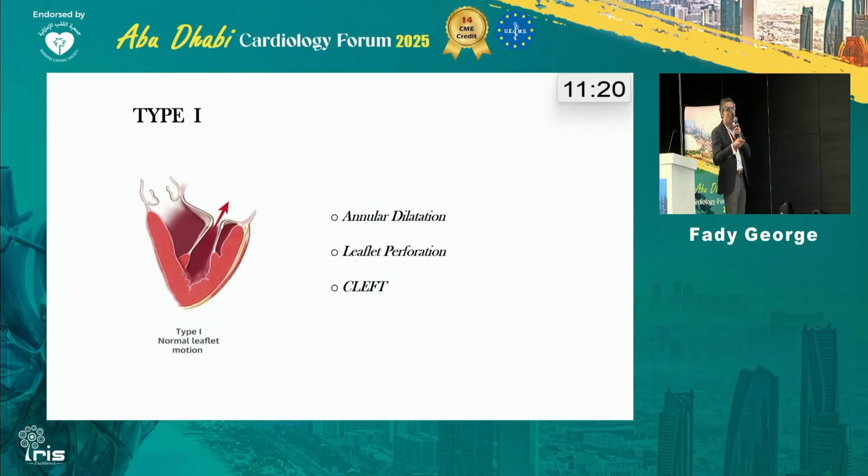Okay, so let's go one by one. I'll go very fast and then we'll go through some cases. You can see in type 1, we said it's normal leaflet motion. You have annular dilatation, leaflet perforation, or cleft. These are the 3 mechanisms responsible for mitral regurg in type 1, normal leaflet motion: either a perforation, a cleft, which is a congenital one, or annular dilatation.